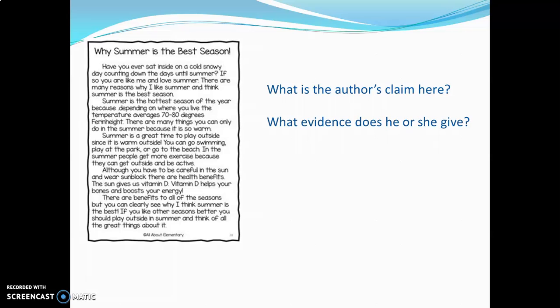What was their claim here? Well, their claim is that summer is the best season. And what did they use as evidence to convince us? Well, they used multiple pieces of evidence.